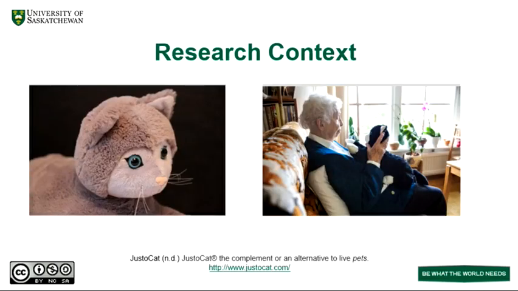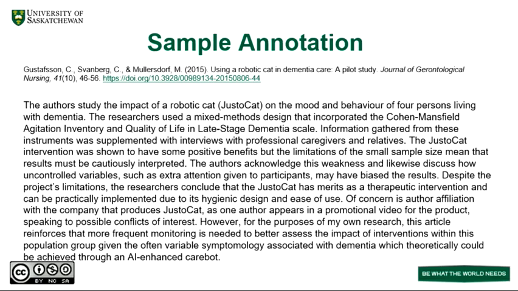So we're going to quickly look at a sample annotation. The research context is based on this robotic animal, a gestocat, which has been developed to support individuals who have dementia. And so these robotic animals are increasingly used in nursing homes, for instance. So here we have a sample annotation based on reading the article Using a Robotic Cat in Dementia Care, a pilot study.